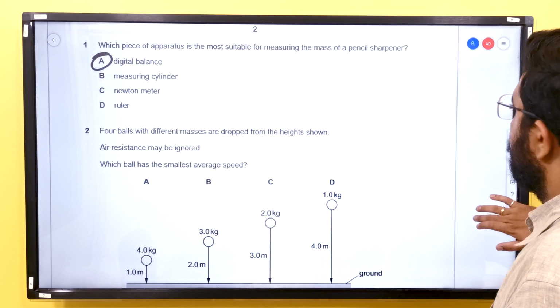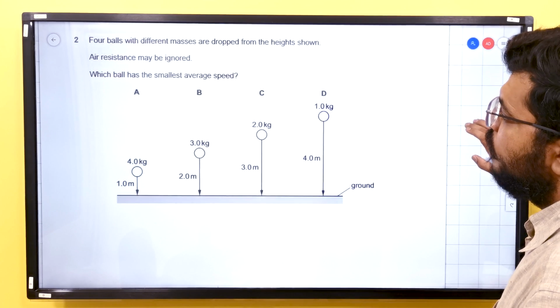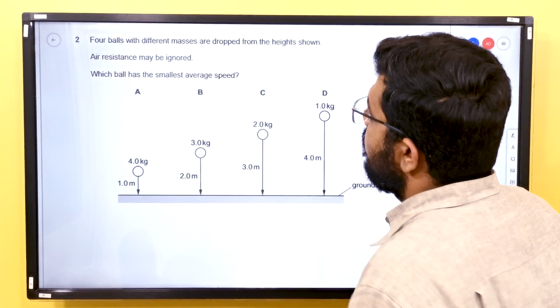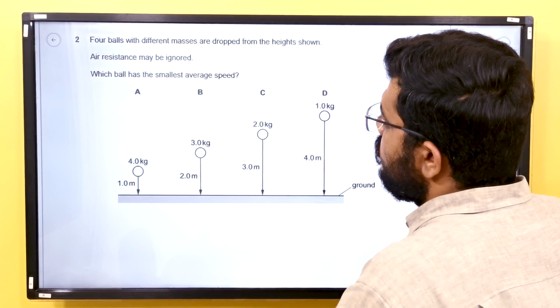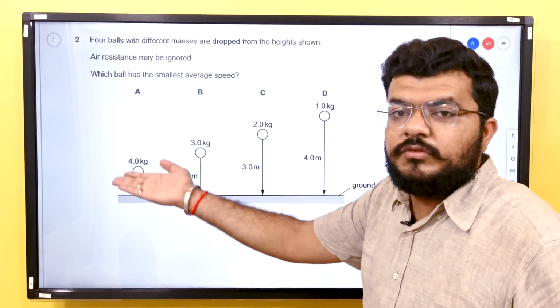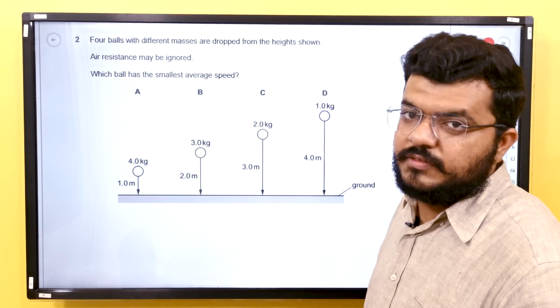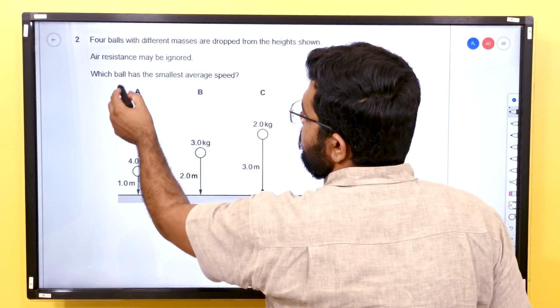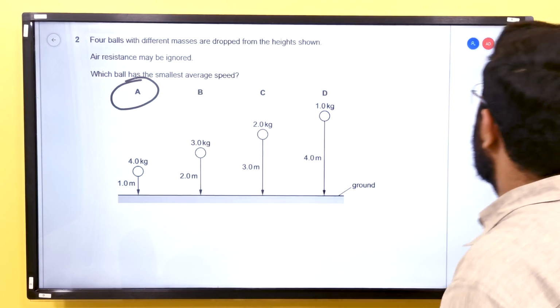Question number 2. Four balls with different masses are dropped from the heights shown. Air resistance may be ignored. Which ball has the smallest average speed? The ball that is falling from the lowest height has the smallest average speed, irrespective of its mass. So, option A is the correct answer.